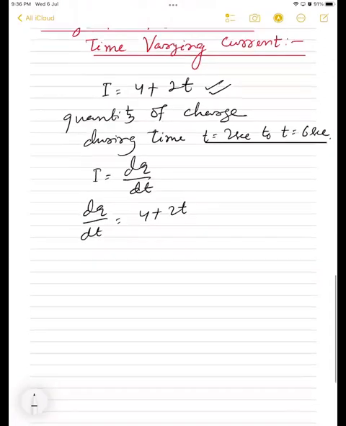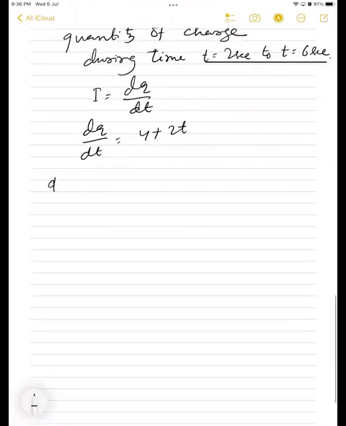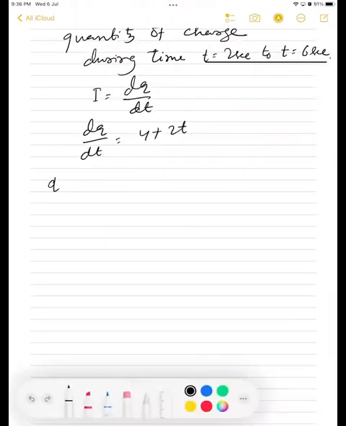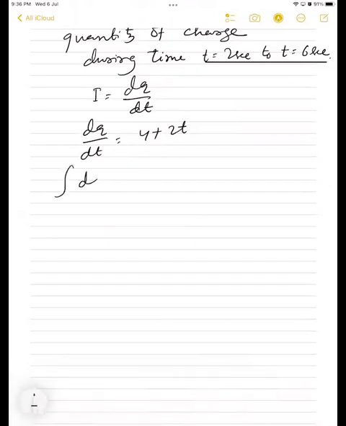You want to find the total charge. Then what do you have to do? You have to integrate dq, that is 0 to total charge q, equal to the integration of 4 plus 2t into dt, from 2 to 6.